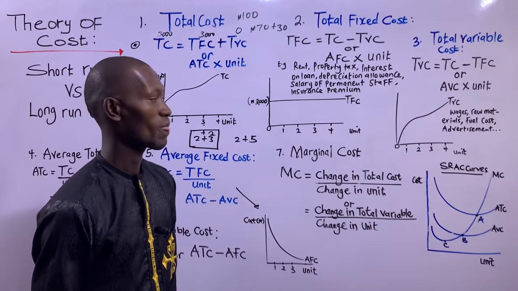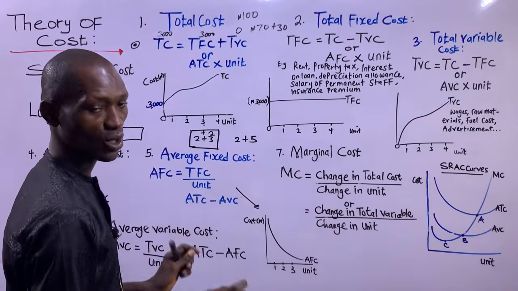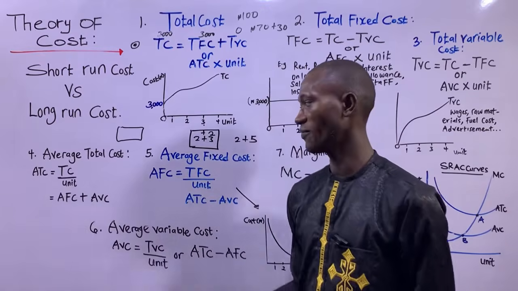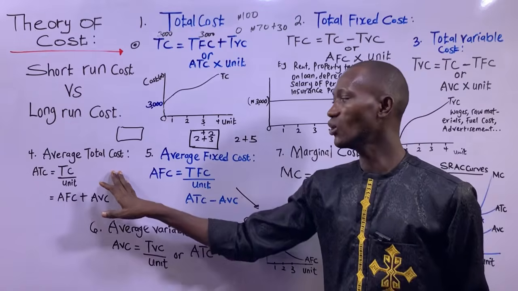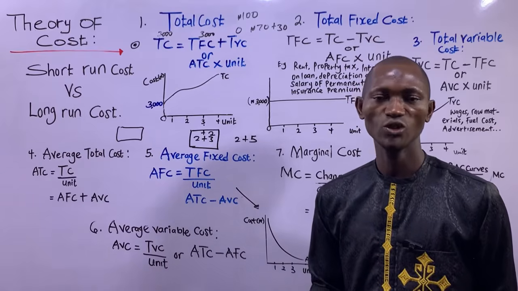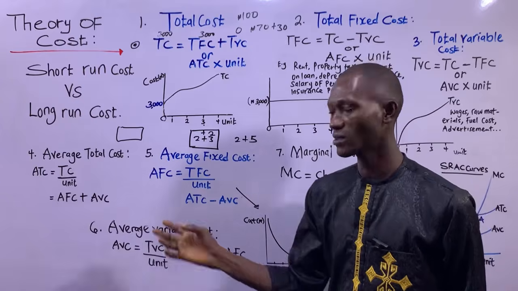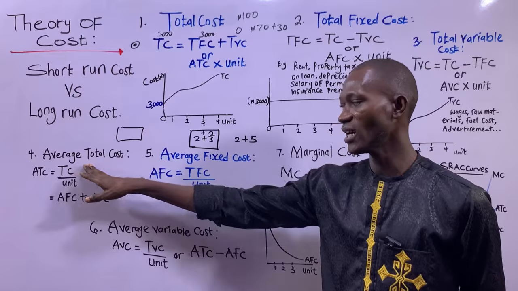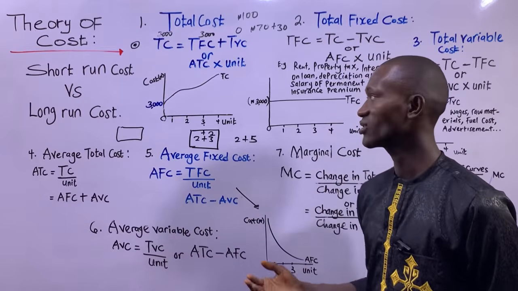So that's that. Having talked about the various total cost curves, let's talk about the various average cost curves. When we say average, average means per unit of output. That means the cost of producing 1 unit of output. So with respect to average cost, we are going to be looking at average total cost, average fixed cost, average variable cost, and marginal cost as well.